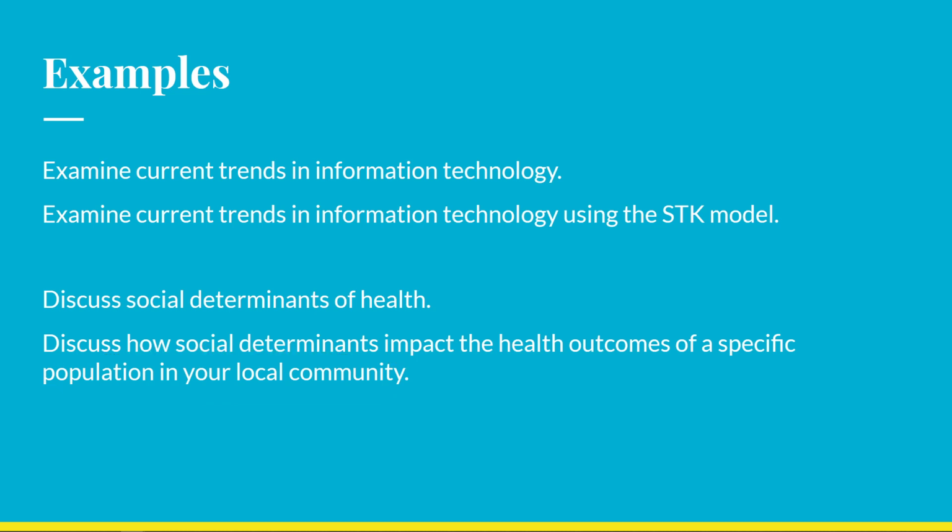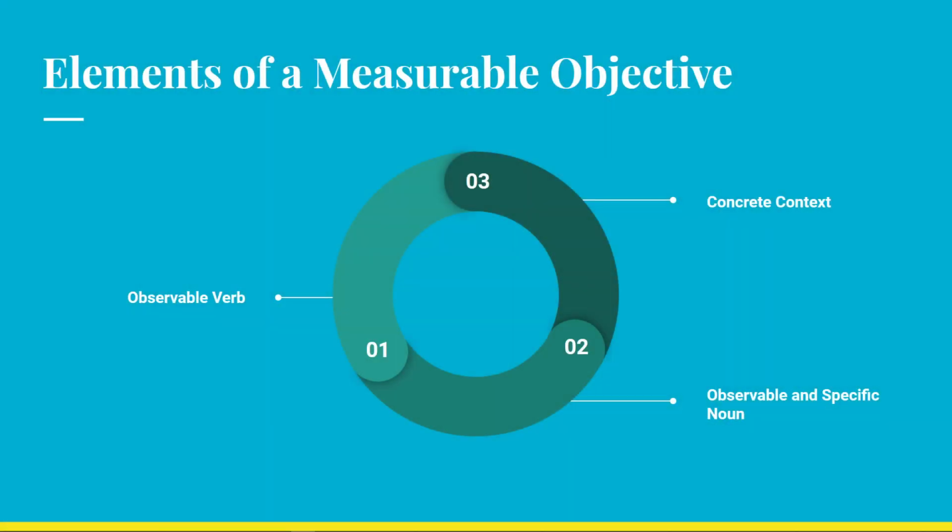We can also specify which aspects of social determinants of health learners are expected to discuss. For example, I want learners to be able to explain the mechanism of social determinants impacting health outcomes instead of what social determinants are. Conclusion. Three elements work together to ensure a learning objective is measurable: an observable action verb, a specific noun or object of the verb, and a concrete context or condition.